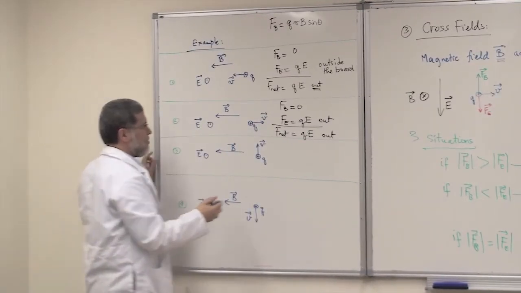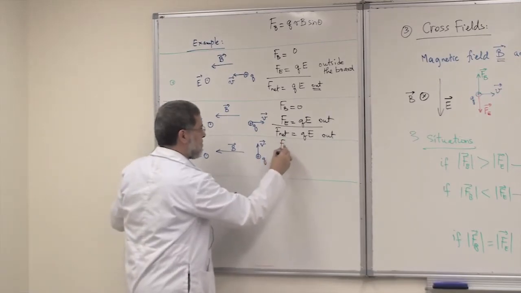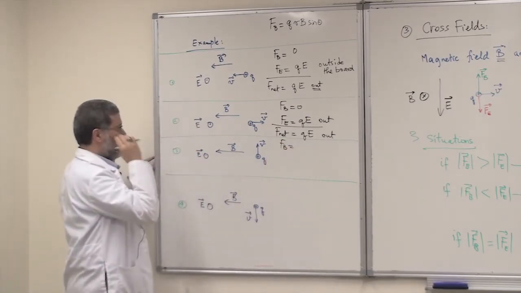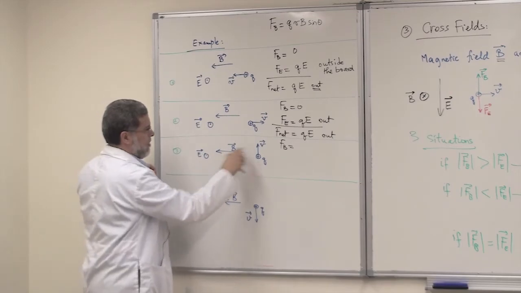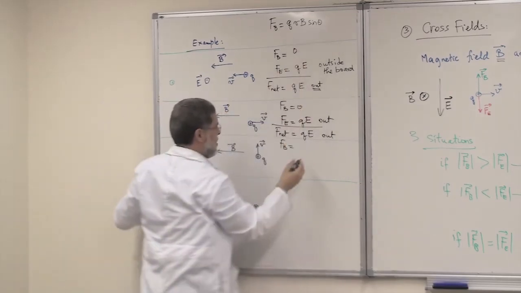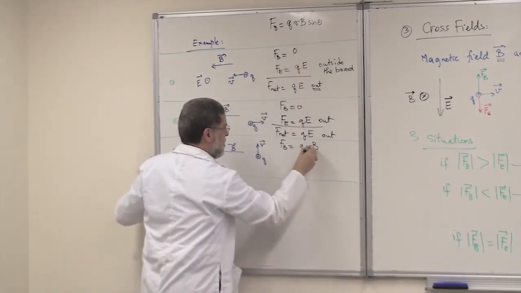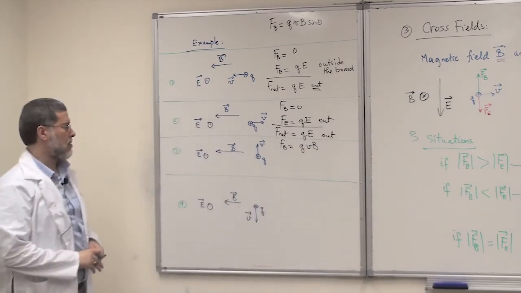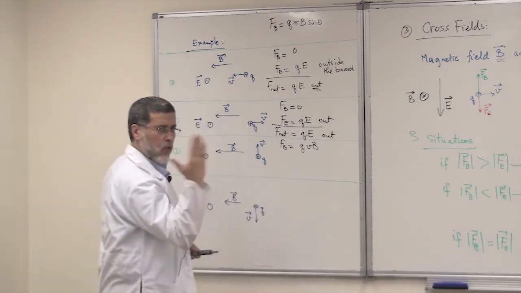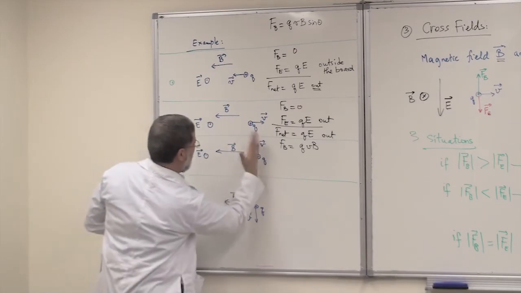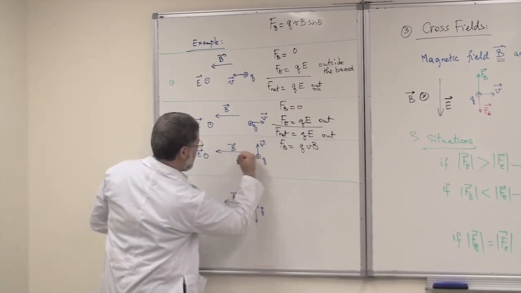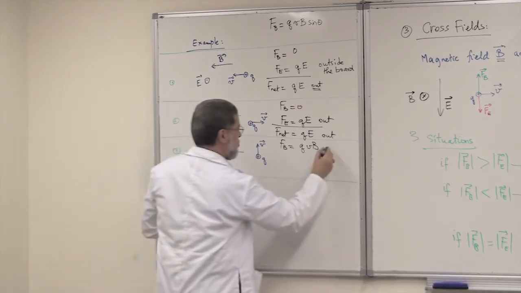Let's go to situation number 3. Here FB will be what? Now the angle between B and V is 90 degrees, so sine 90 will give me 1, so it will be QVB. Give me the direction of the force here. Look with me here. V is in this direction, B is to the left, so my force will be out.